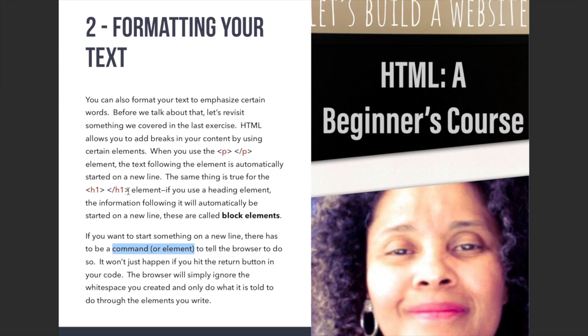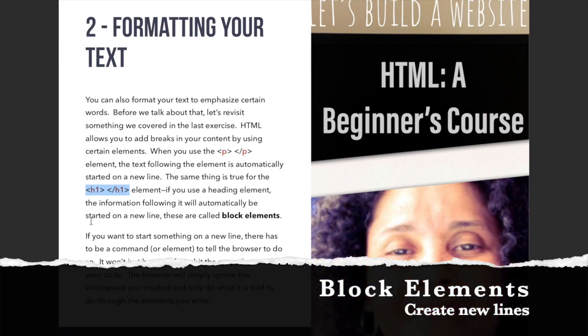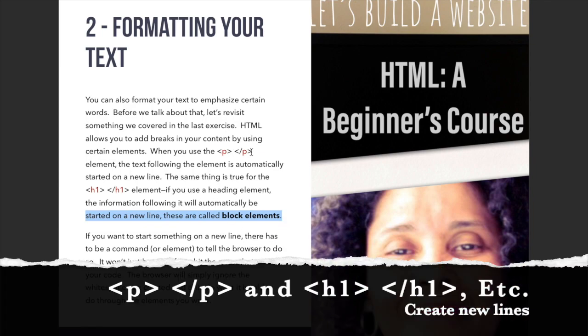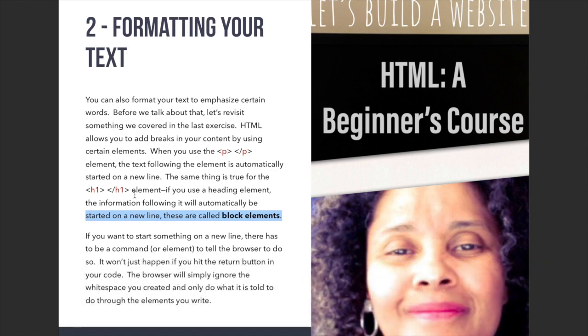So these elements, like the H1 element, where whatever comes after starts over on a new line, are called block elements. A block element essentially takes up all the space that's allotted to it on the screen or within the file, and then any content that comes after it automatically starts over on a new line. So that's what a block element is. The paragraph element is like that. Anything that comes after it will start over on a new line. The H1 element and the heading elements are like that. And there are several elements in HTML that are block elements like that.